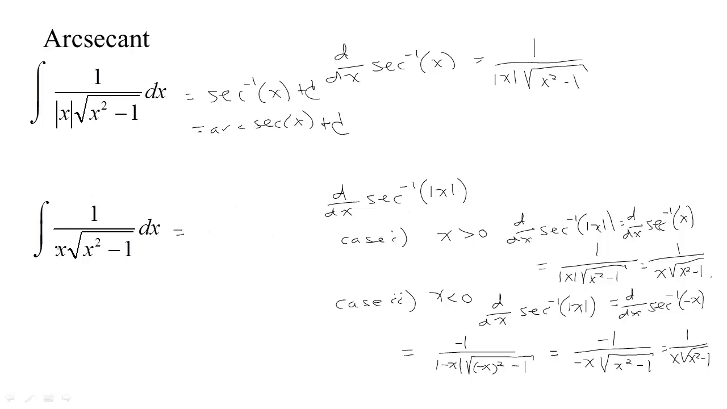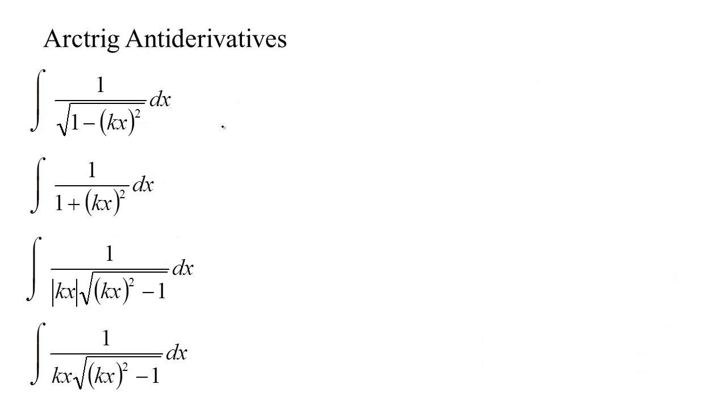So if you don't have the absolute values, you're not stuck. You could use this: the secant inverse of the absolute value of x plus c. The rest of the arc-trigonometric ones are pretty straightforward. If you look at this one, that looks like the arc sine. Since it's kx, I'm going to guess that's the arc sine of kx. And if I check, the derivative of the arc sine would be 1 over the square root of 1 minus the inside function squared, times the derivative of what's inside. What's inside would give me a k, so I just need a 1 over k there to cancel the k that comes out from using the chain rule.